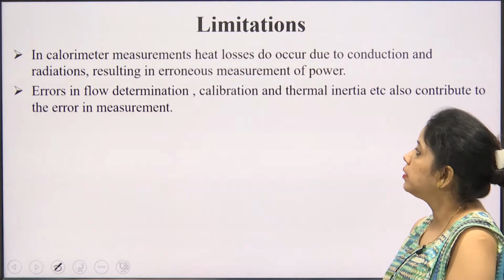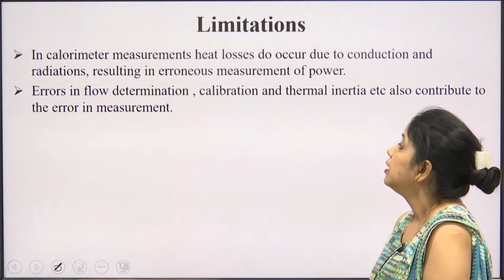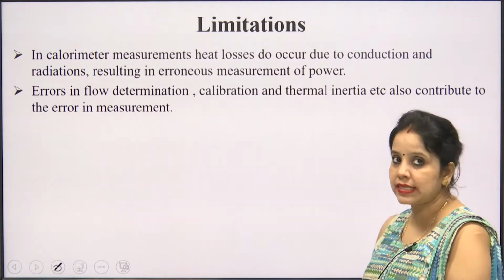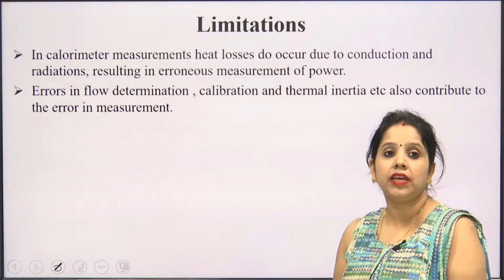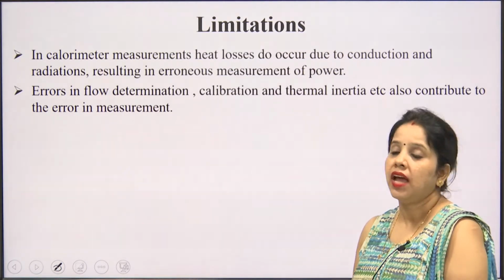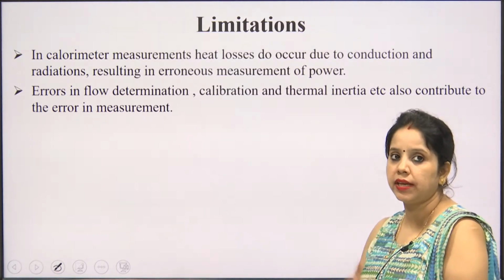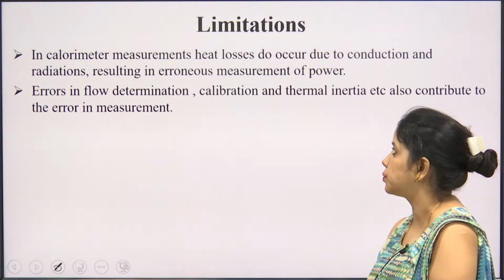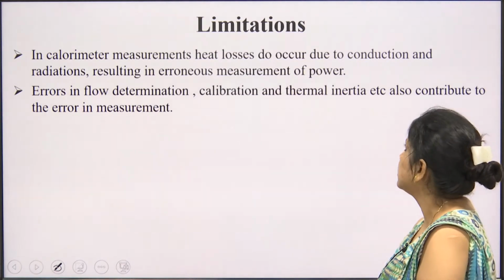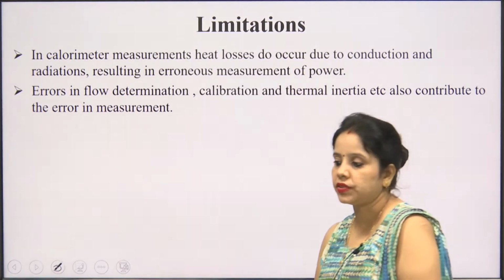Now, in calorimeter measurement, heat losses do occur due to conduction and radiation, resulting in erroneous measurement of power. Basically we measure the power in terms of temperature change, and heat losses also occur due to conduction and radiation, so there may be some error arising out of this. Errors in flow determination, calibration, thermal inertia etc. can also contribute to the error in measurement.